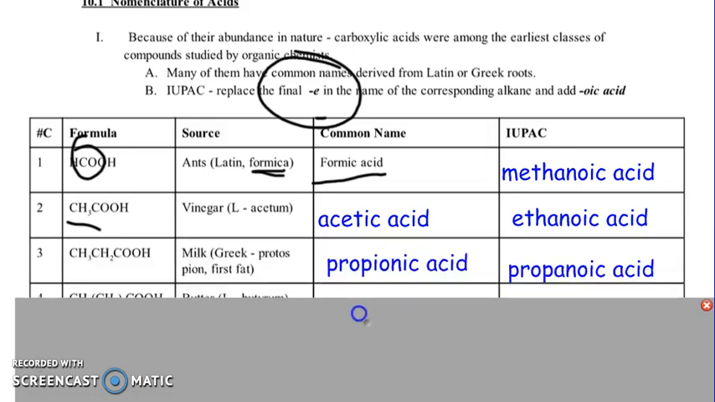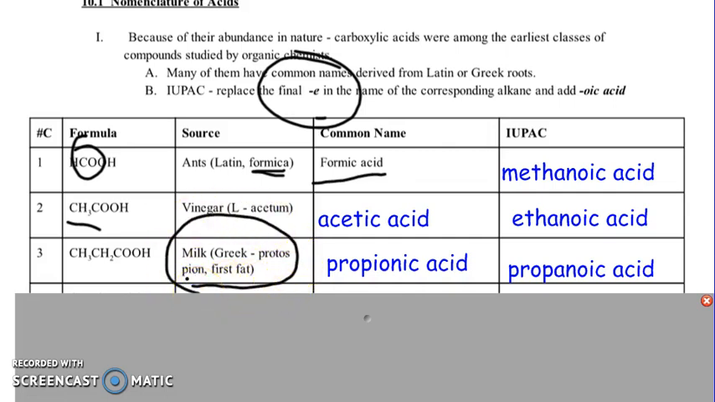3 carbons. This is what I think is interesting. Obviously, something to do with soured milk, because when you get lactose in your milk, it becomes lactic acid. My guess is that the first cream of the milk, the Greeks called protos. And so that's where propionic acid came from, and that's where we get propanoic acid. So the original prop is from the Greek word for the first fat of the milk.